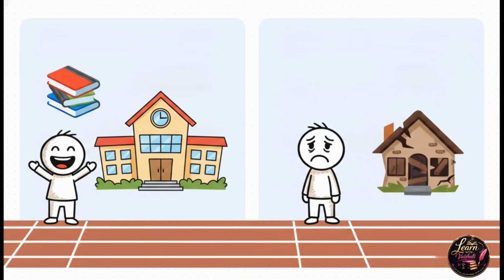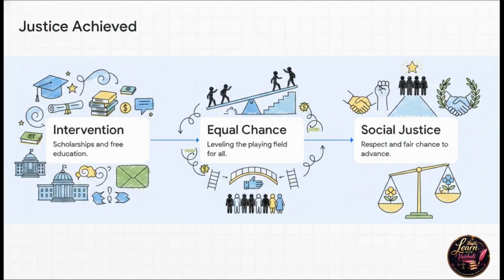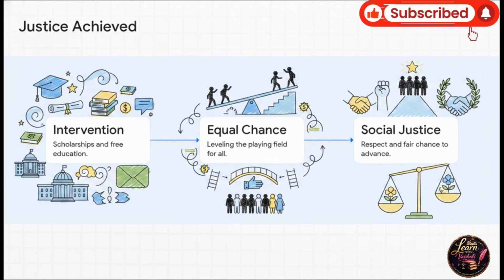Now, if we just blindly apply the basic concept of equality before the law, both of those children are technically allowed to sit for a major university entrance exam. But let me ask you, is that actually a fair race? Of course not. The child without resources is starting the race miles and miles behind the starting line. And this right here is exactly where the mechanics of social justice step in to fix the race.